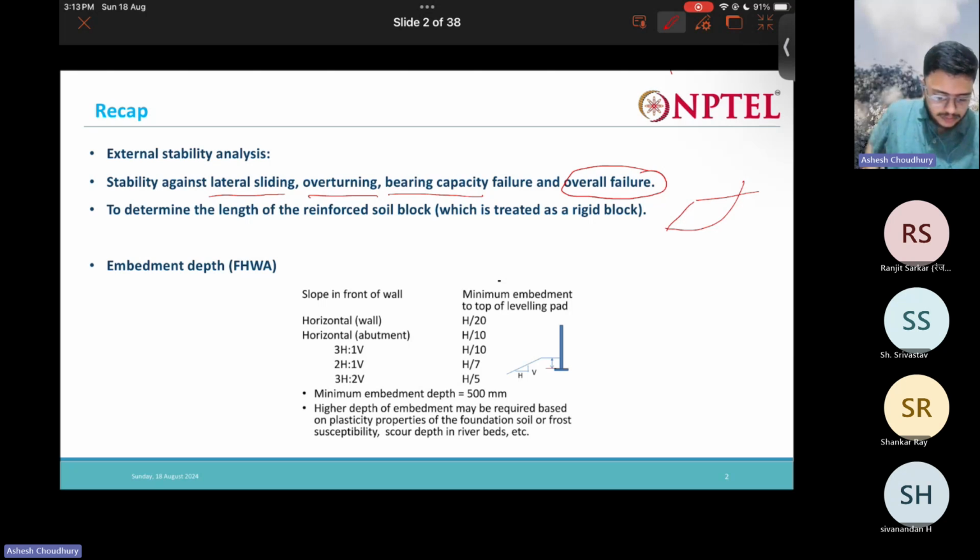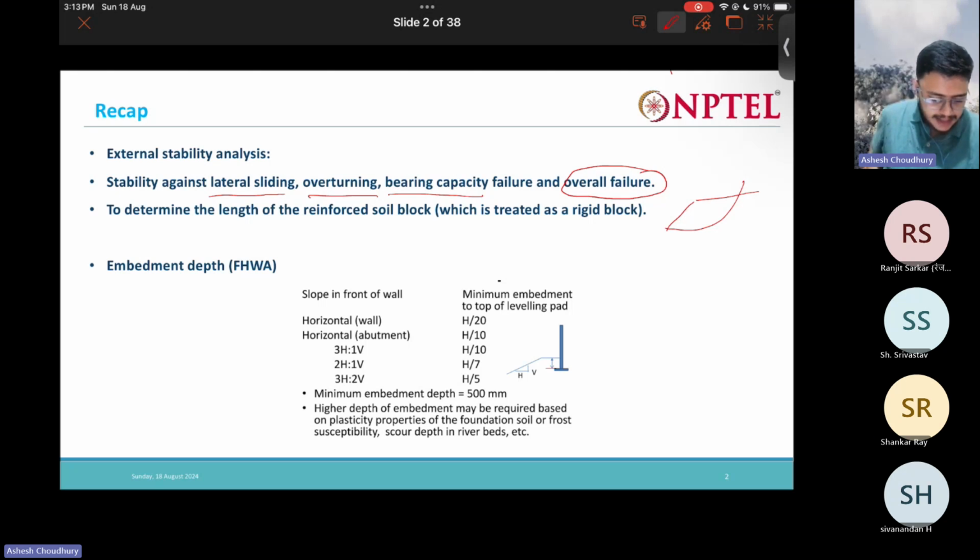Okay, so one more thing we also studied. I hope you remember the lateral earth pressures, right? The active earth pressure, the earth pressure coefficient, and all those things. How to calculate Coulomb's earth pressure coefficient, Rankine's earth pressure coefficient. I hope that you remember.